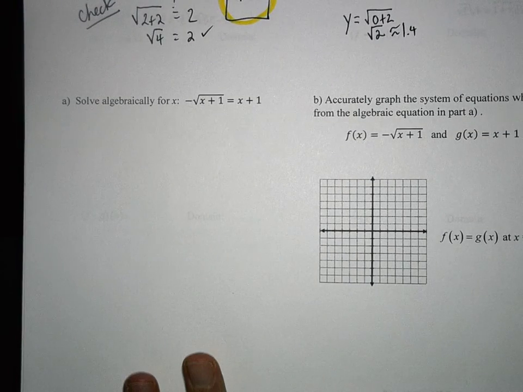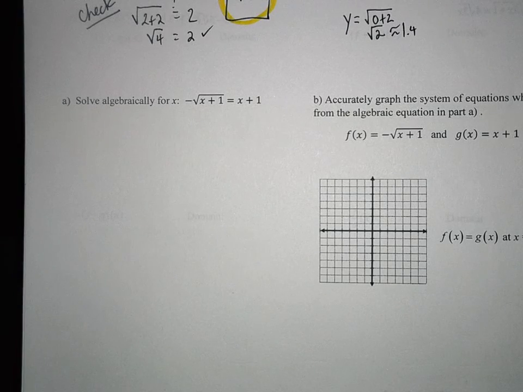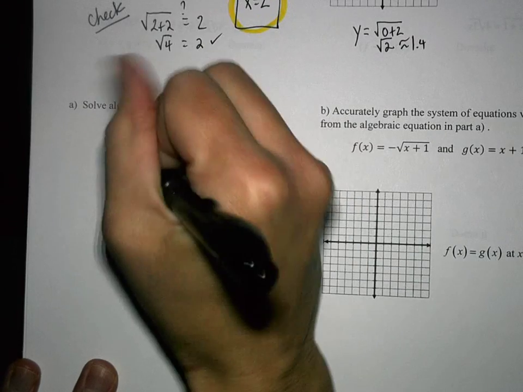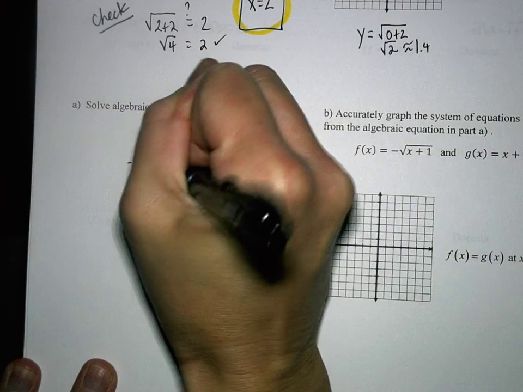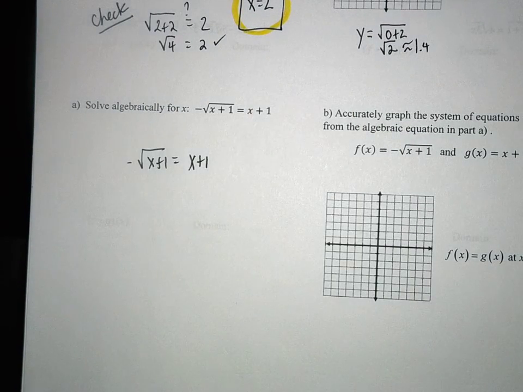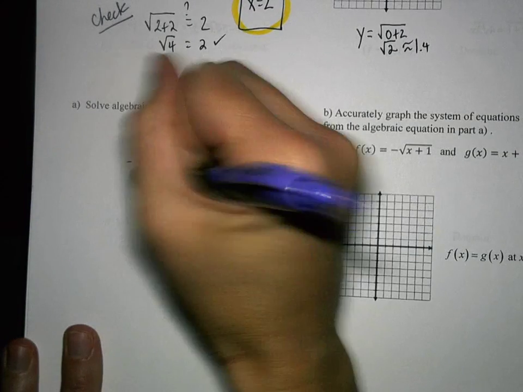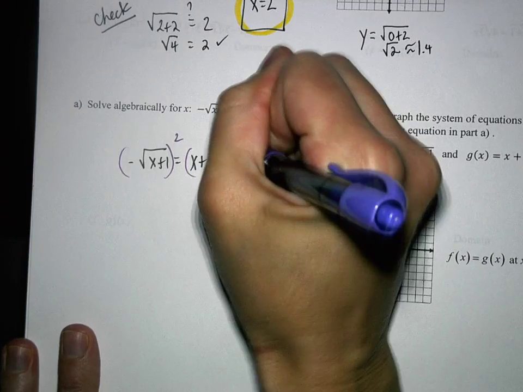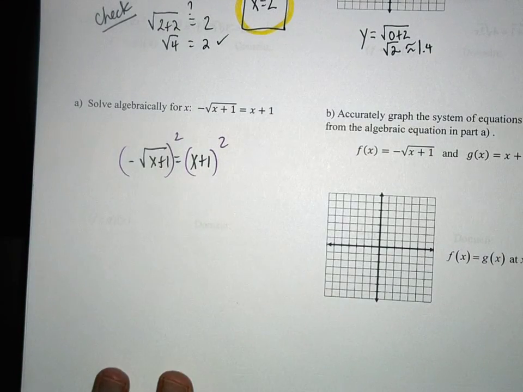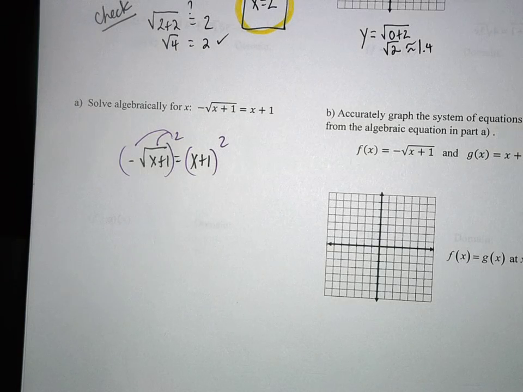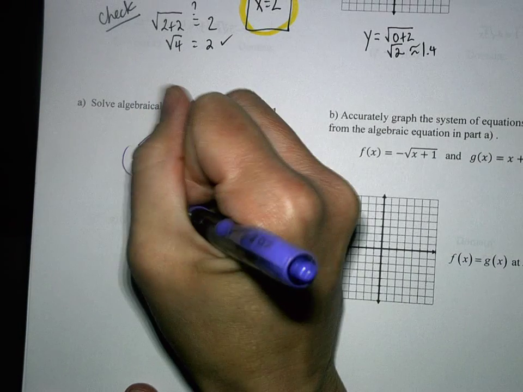Okay. So let's solve it algebraically first. So we're going to rewrite this. We have negative root x plus 1 equals x plus 1. What do I do? Square both sides. Very good. So we square both sides. When you square negative, what does it become? Positive, and then we square the square root, and that becomes x plus 1.